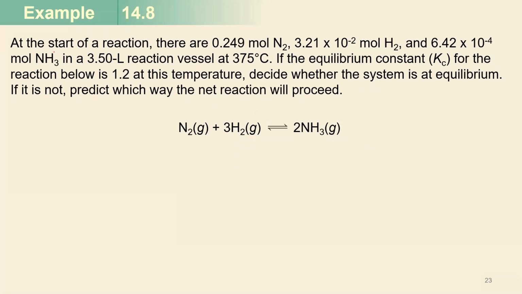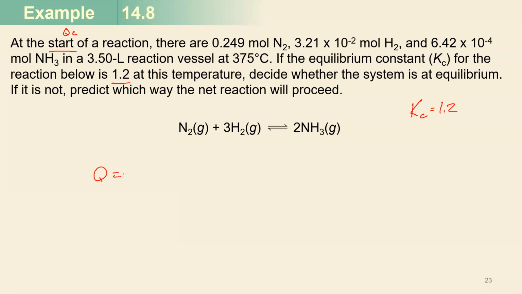So let's do a quick example here. It says at the start of a reaction, like this is our clue that we're going to look for Q, not K. And so at the start of a reaction, we have some concentrations of nitrogen, hydrogen, and ammonia. We have our volume and we have our temperature. We have an equilibrium constant that's 1.2. So Kc is 1.2 at 375 C. So we need to determine whether or not we're at equilibrium, and if not, which direction that reaction is going to go. And so we have to calculate Q.